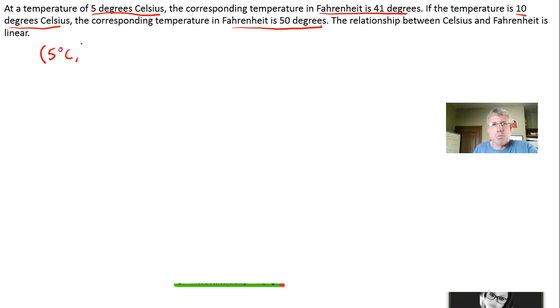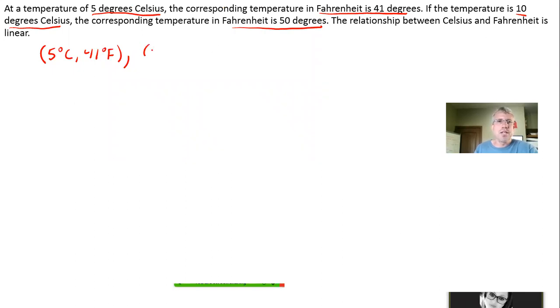And ordered pairs, when you're working with modeling problems, aren't just numbers. Even though we usually don't write them, the numbers have units. So it's not 5 and 41 like you would get with y equals mx plus b. It's 5 degrees Celsius corresponds to a temperature of 41 degrees. This relationship is invertible, an inverse relationship. I could write the ordered pair in either direction, but I'll write it in the order it was written in the paragraph.